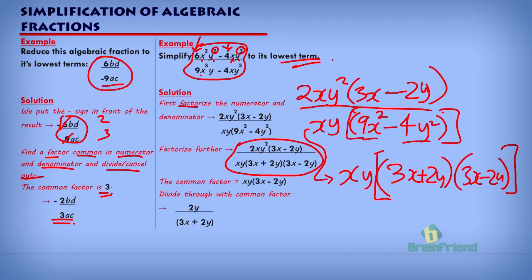Now that they are neatly laid out, let's confirm which factors are common so that we can easily divide out. We have that 3x minus 2y is present in the numerator. Also look, 3x minus 2y is also present in the denominator, so we cancel that out. And what do we have left? 2xy all over x squared, in bracket 3x plus 2y. So that's a simplified version of our initial algebraic fraction.